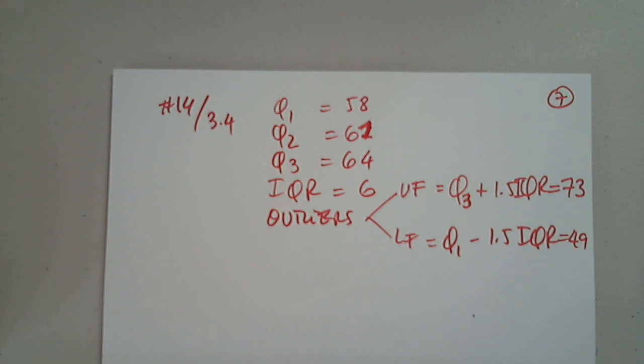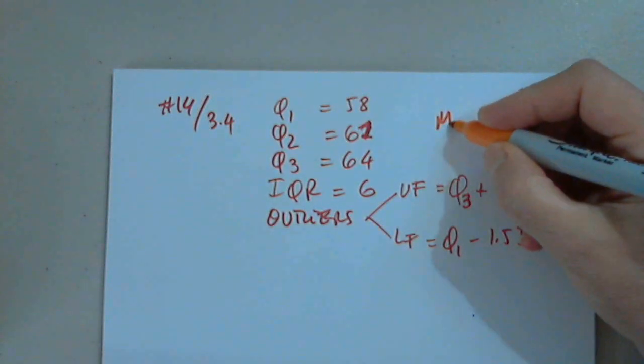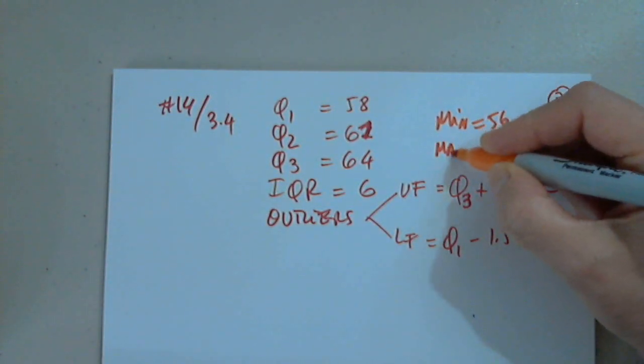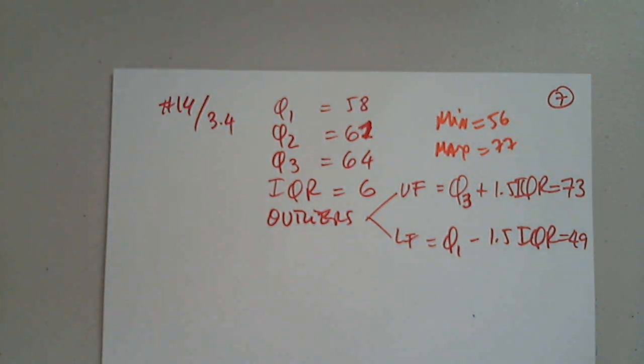I should have determined also the min and the max, right? So the minimum is 56 and maximum is 77. So min 56, max 77. Thank you. Great job.